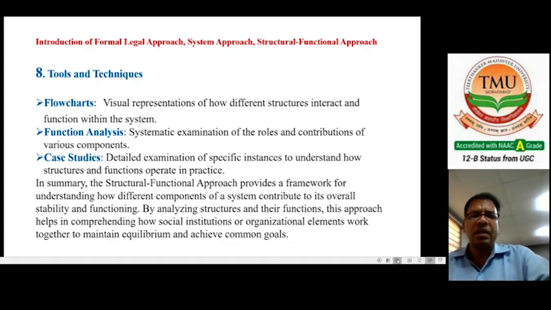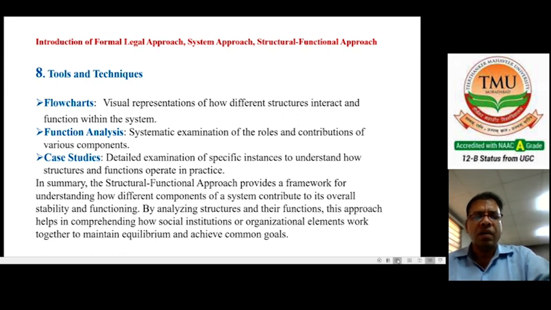Next is the case study: detailed examination of a specific instance to understand how a structure and functions operate in practice. This is a very important part of the structural functional approach.